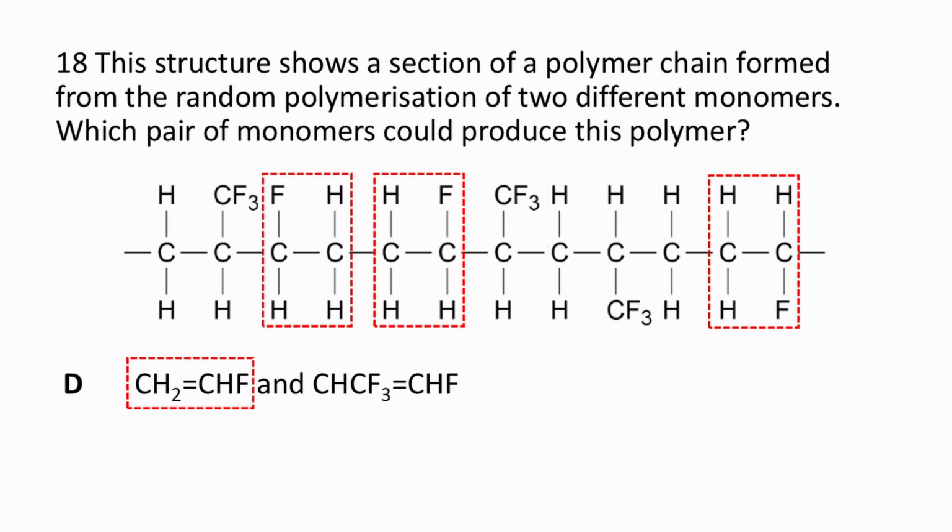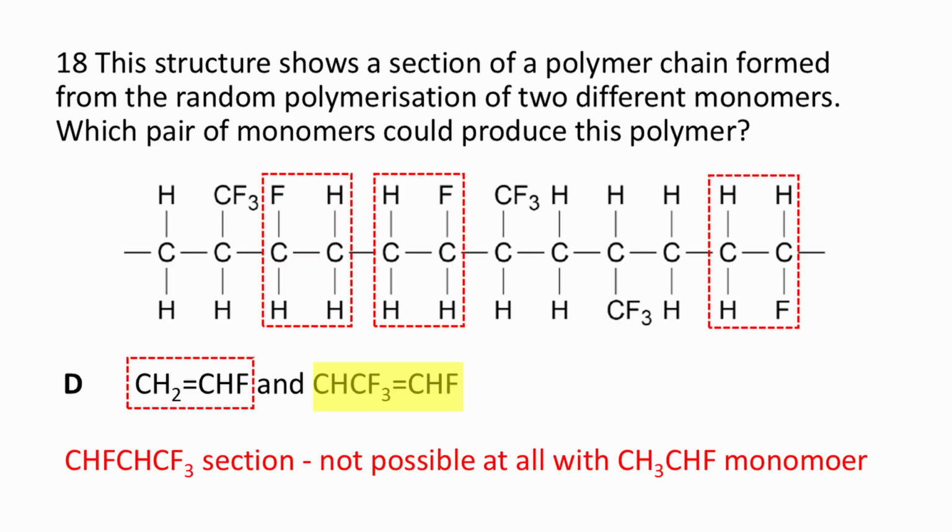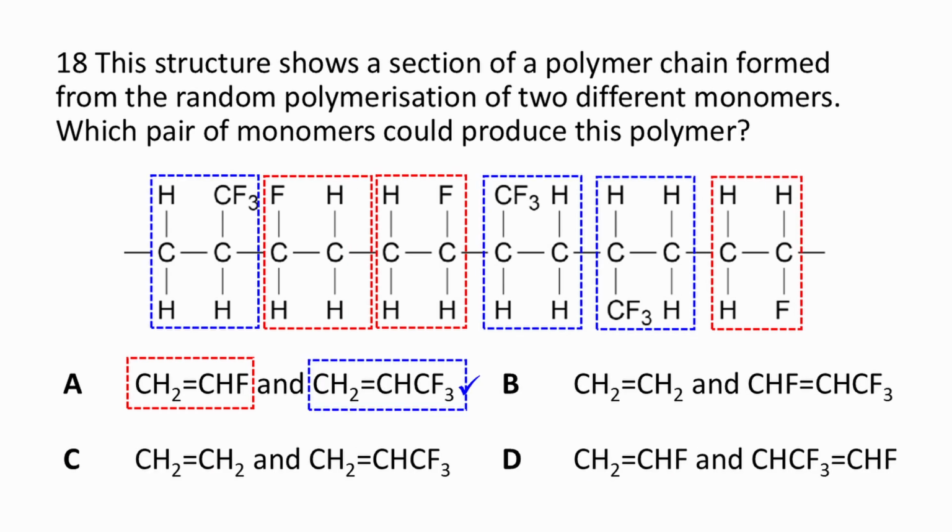Next, option D, red rectangles have been drawn around the sections of the polymer that could come from the CH2CHF monomer. The other monomer in option D does not appear anywhere in the polymer. So the correct answer is option A. The red and blue rectangles represent how the monomers relate to the polymer structure.